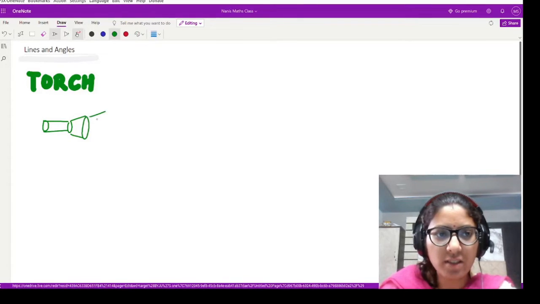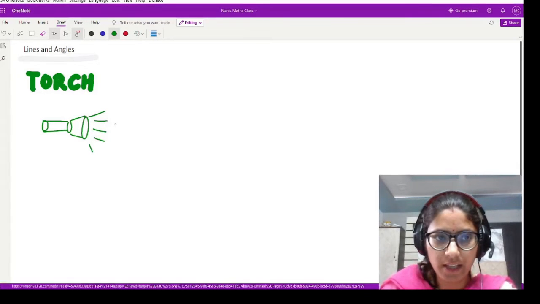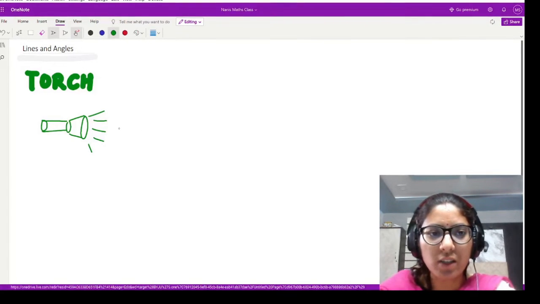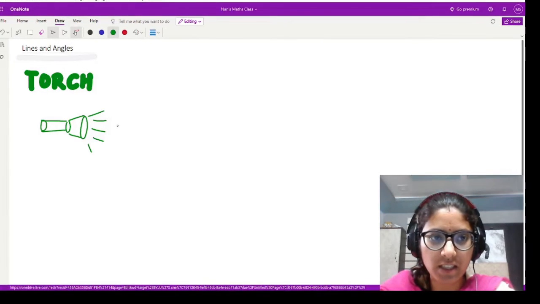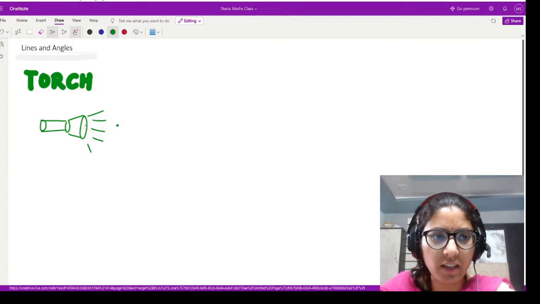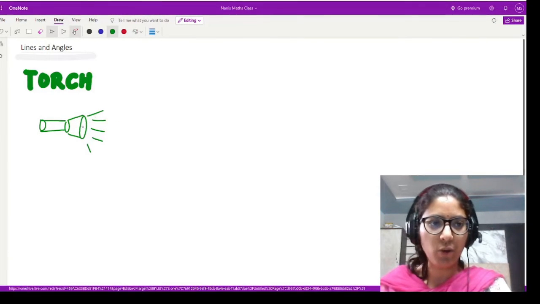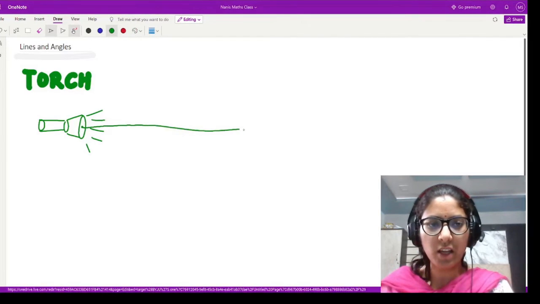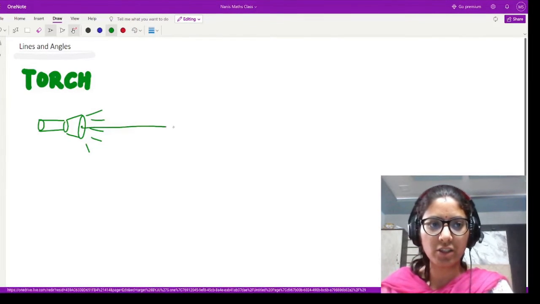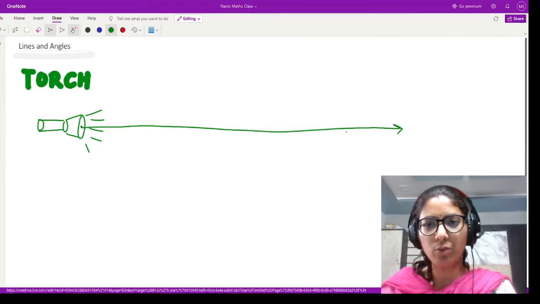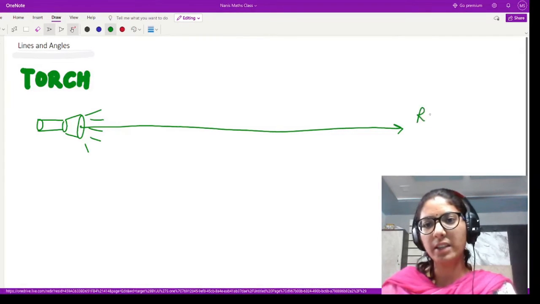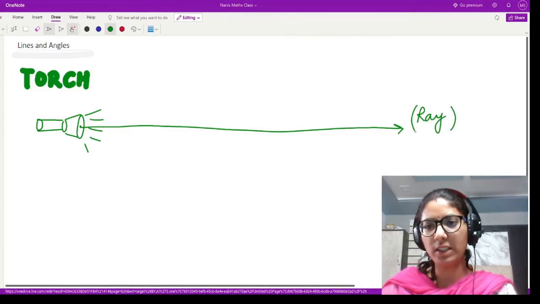Now this torch would give us some light. All of us know light travels in a straight line. So your light would look something like this. It will start from some point on this torch, and it will move in the horizontal direction, and it will keep on moving forever. So this would be a ray of light, and we simply call this a ray.